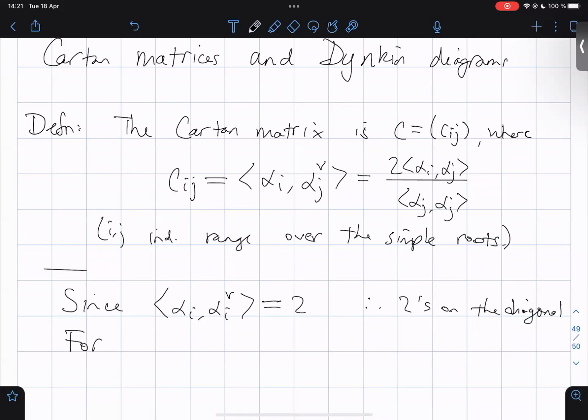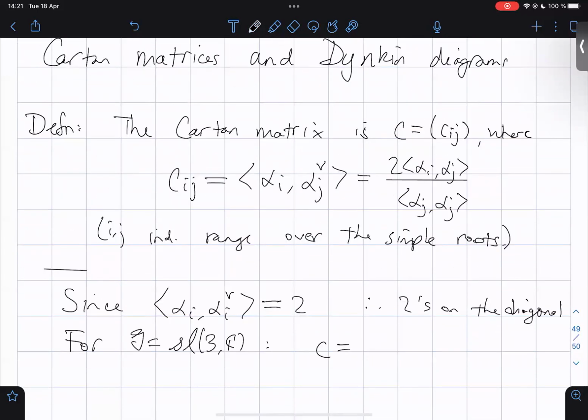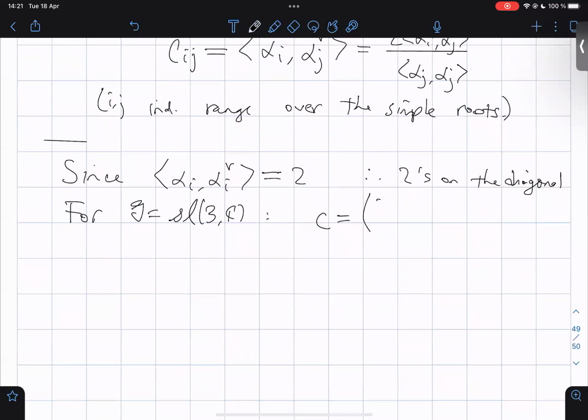For SL3, what does this look like? For SL3, it's 2, minus 1, minus 1, 2. This is extremely important information, so I'm going to put that highlighted.